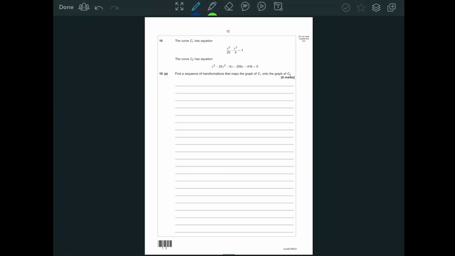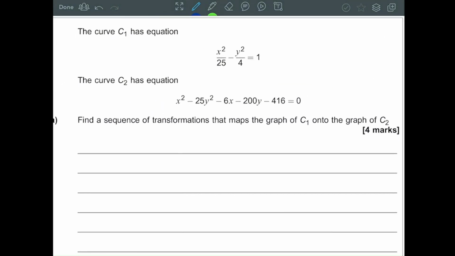Okay, moving on to question 10. What appears to be a conics and graph transformations. We have C1 written in the normal hyperbola format. We have curve C2, which is not. So our first step is going to be to try and write both of these and make them look the same. At least put them in the same structure. So to do so, we are completing the square. So we're going to have x minus 3 squared minus 9 for the x minus 25.